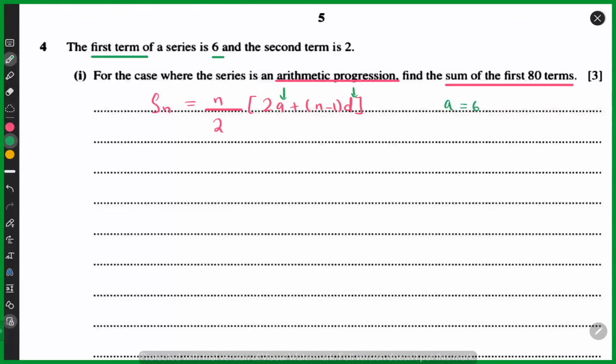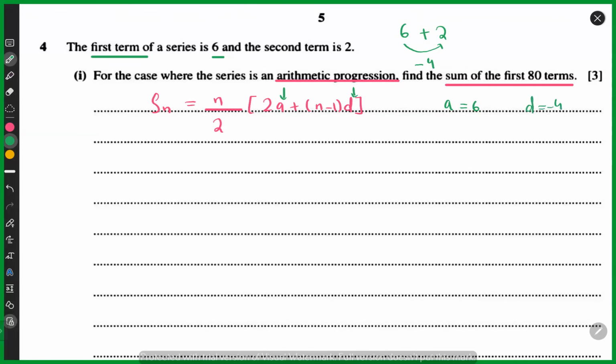And what about d? Can anyone tell me what is going to be d? Second term, yes. Very good. Positive 4 or negative 4? Negative. Excellent. The first term is 6. Series means they're writing down the terms with plus, and the second one is 2. And you know that it's arithmetic. So I'm going from 6 to 2 by negative 4, right? By subtracting 4. So d is going to be negative 4.